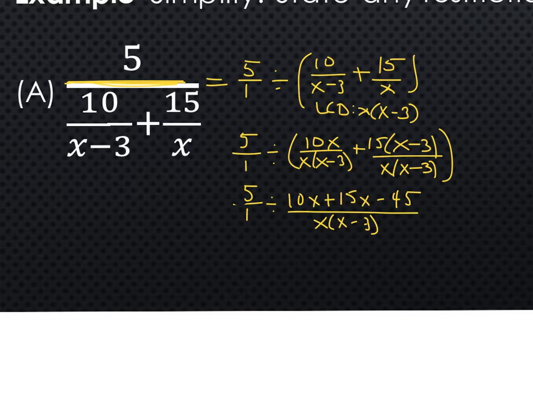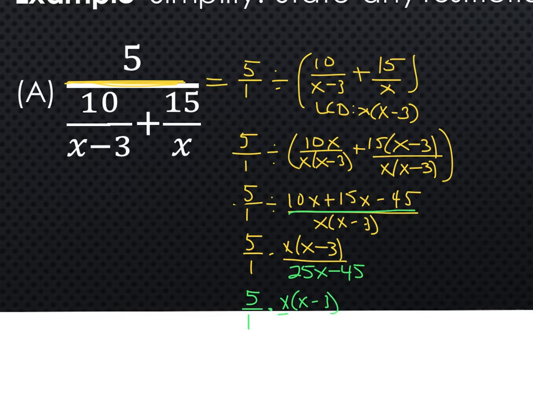Okay, and if you want to do the multiplicative inverse of the divisor, you can. X times x minus 3 is on top, and the simplification of this guy is the denominator. So that would be 25x minus 45. Okay, and nothing's going to cancel out, but we can reduce, because 25x minus 45, there is a GCF of 5. And look, these 5s now cancel.